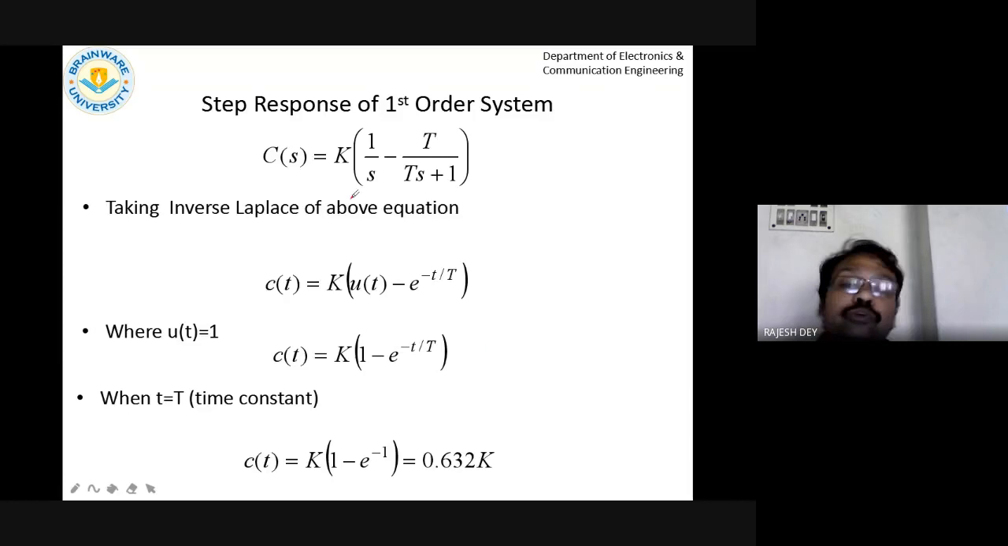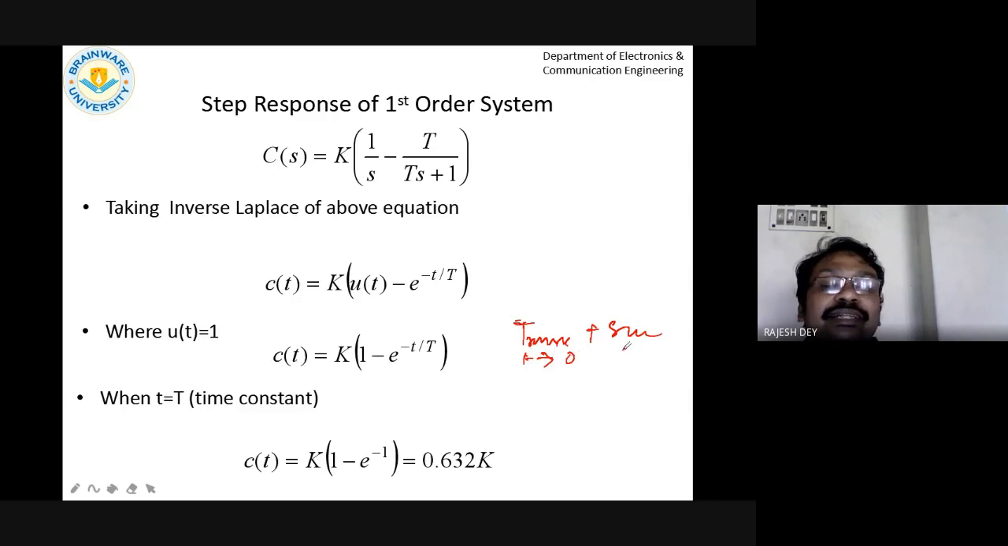When t is the time constant, this part is very important. When t equal to capital T, what will be the final value? We know in the time response there are two parts. One is the transient part, another is the steady state part. The transient means t tends to 0 plus behavior, and steady state means t tends to infinity. What will be the value?